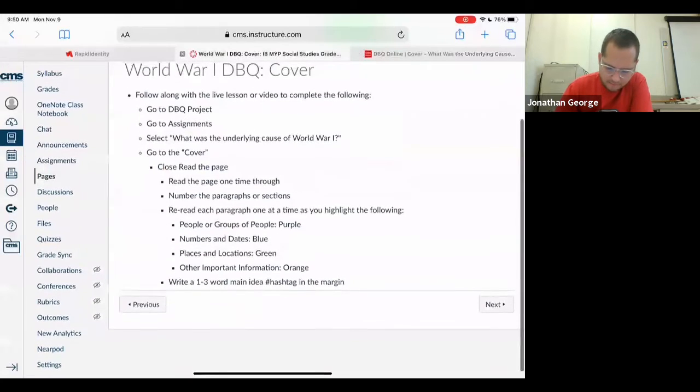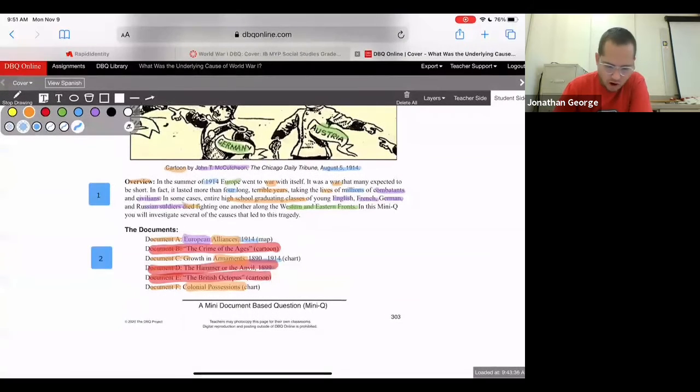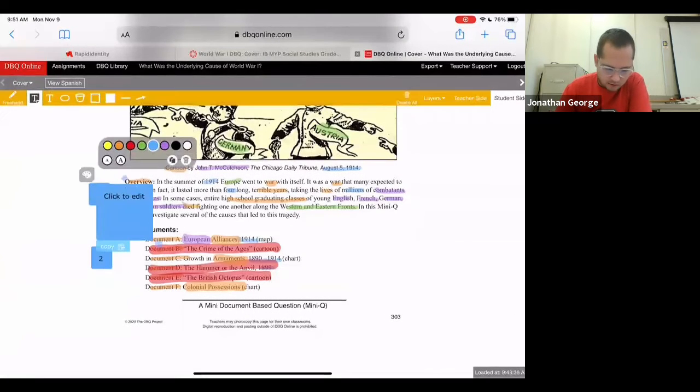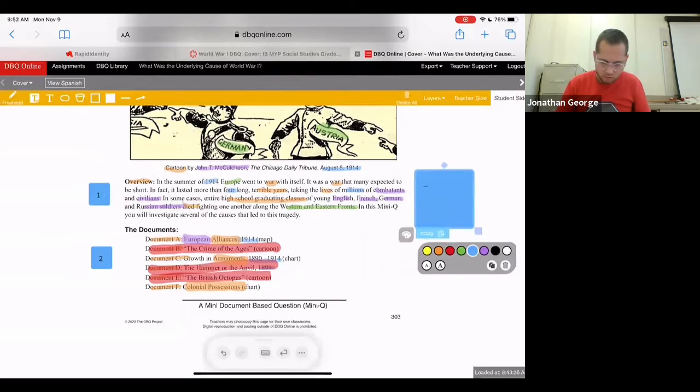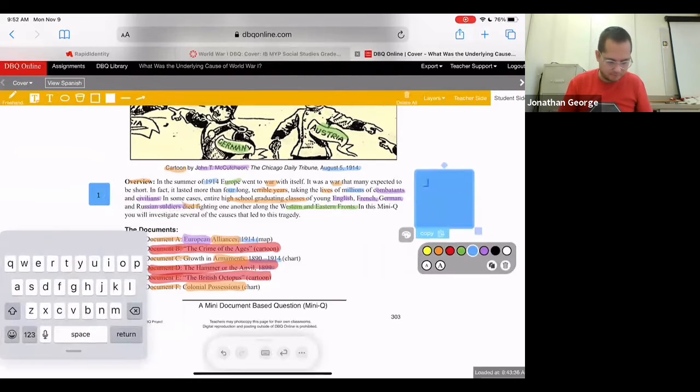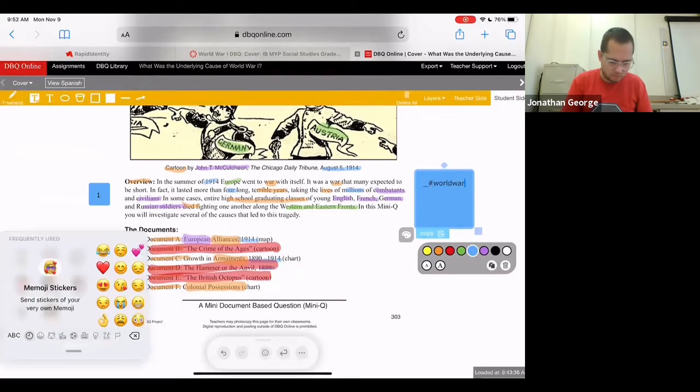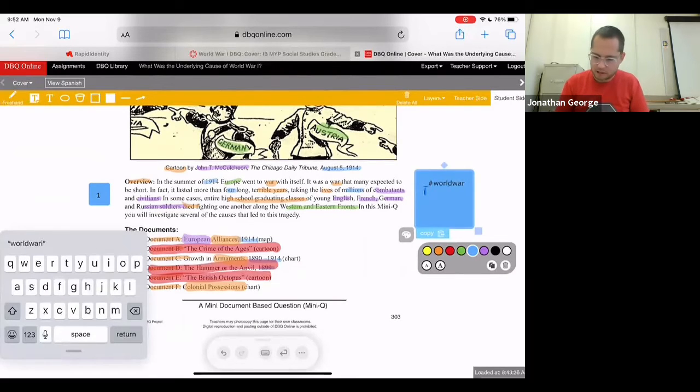I'm looking at this, right? We got to do our hashtags. No, not take it out the door. Yeah, we got another thing to do here. Write a 1 to 3 word main idea hashtag in the margin. So I'm going to do a sticky note again, right? And in that sticky note, I may just do something like World War I, honestly.